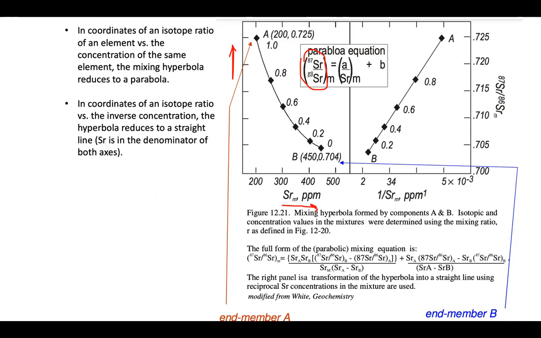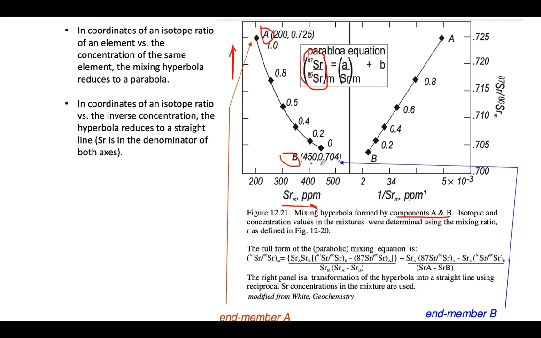This isotope is there, but it doesn't matter because this is the same element, right? Although it's an isotope, you have this plot like this as a hyperbolic curve, right? So you have the curve for A and B components. Two components are there, right? Here, one and the other one.